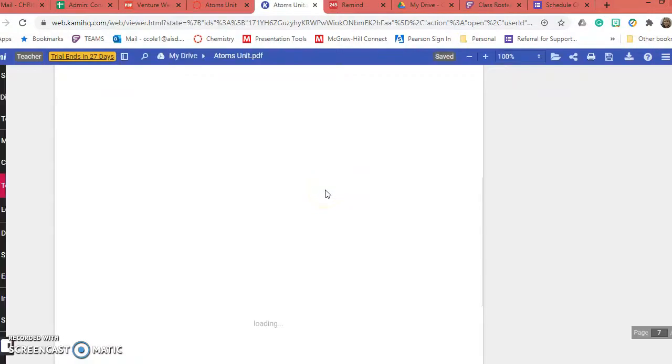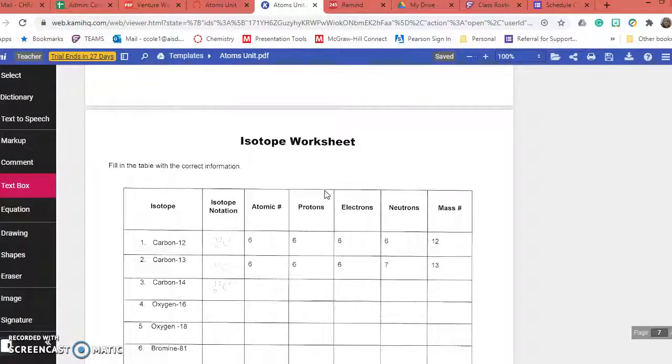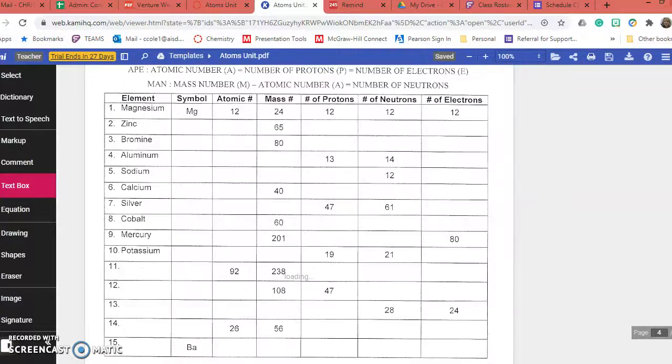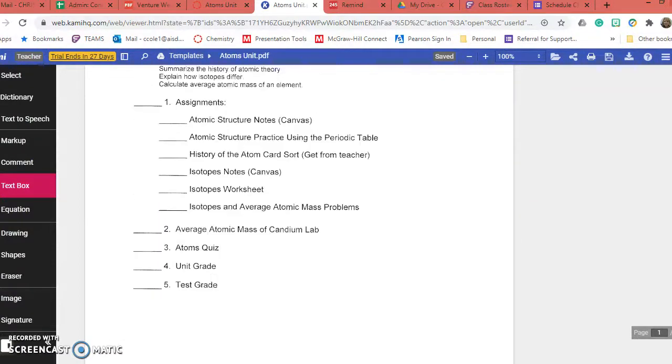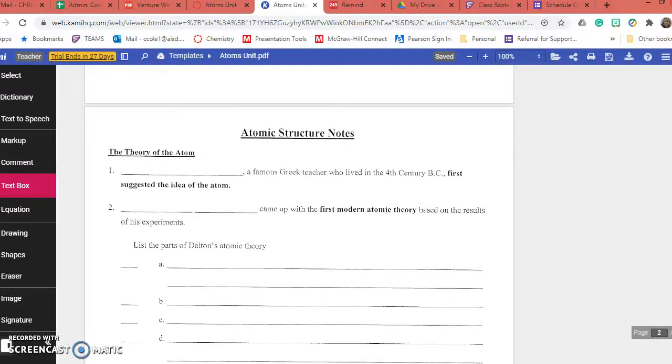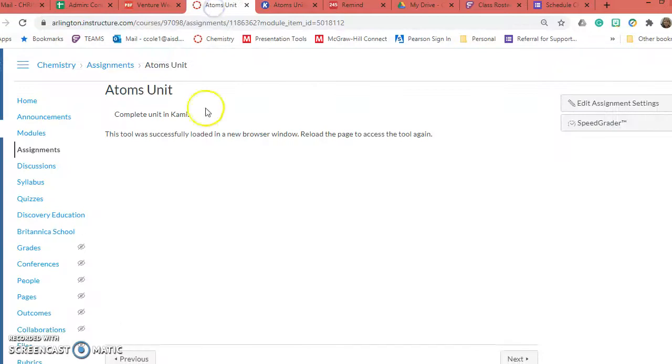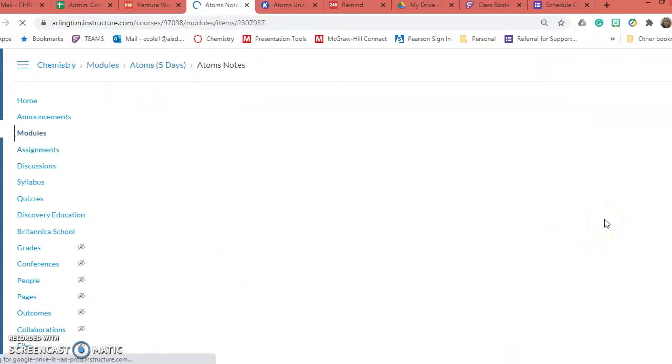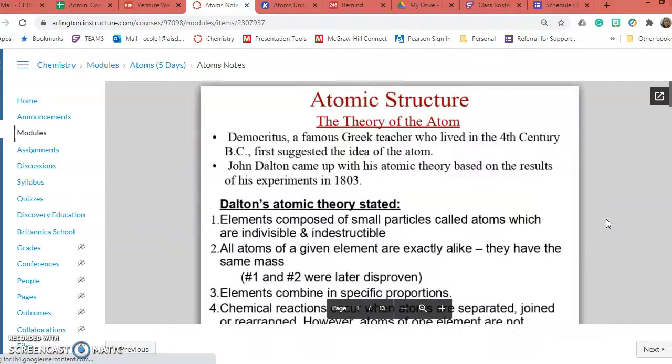So it should pop up in Kami, and you'll be able to, let's go to the top because here's our unit. Okay, so here's all your assignments that you'll need to do. Atomic structure notes. Okay, so how do we get those notes? So back here, I'm going to hit next, and the PowerPoint should pop up that you're going to need. Make sure you're logged into your Google.